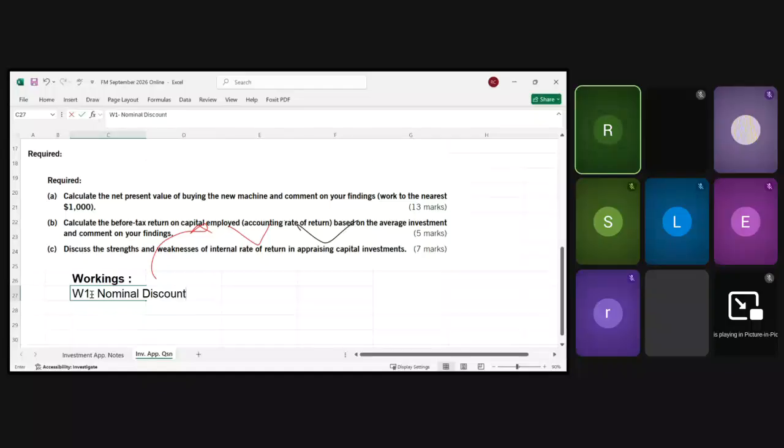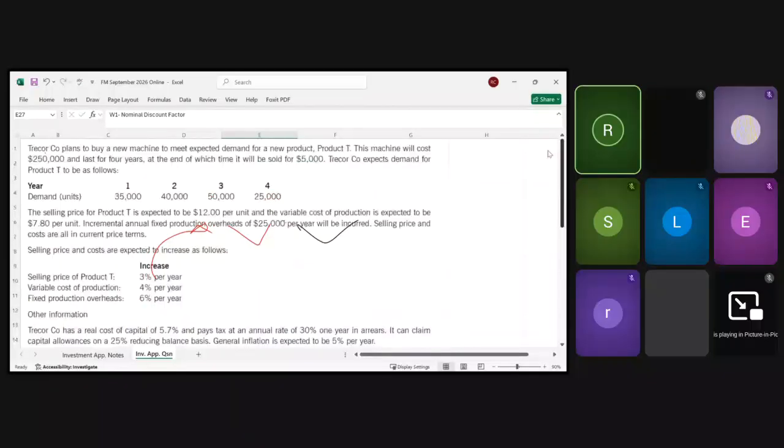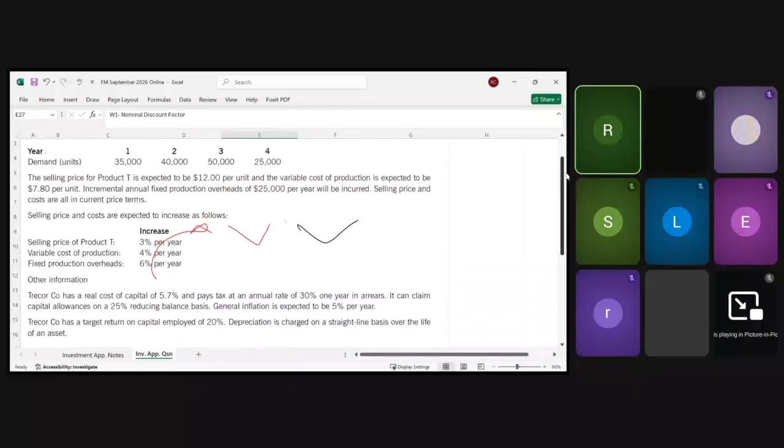Discount factor, our nominal discount factor here. If we can scroll back, we are told that the real rate is 5.7% and inflation, which is general, is 5%. So I'm afraid to make use of my pen because I can't delete after this. All right, so I have this 5.7% to be inflated at a general rate of 5%. That is key, that is critical there.